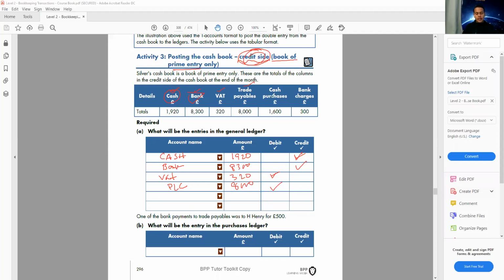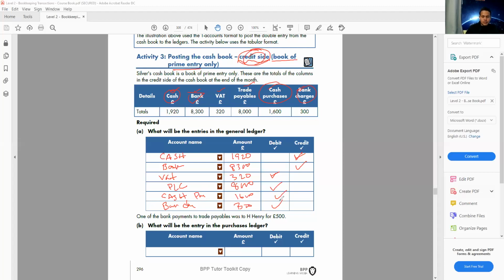Okay, then I have a cash purchase. Cash purchase, any type of purchase is expense. Cash or credit doesn't matter. 600. So this is my debit. And the bank charges. Bank charge some money to me. Bank charges also expense. Bank charges 300. This is my also debit.